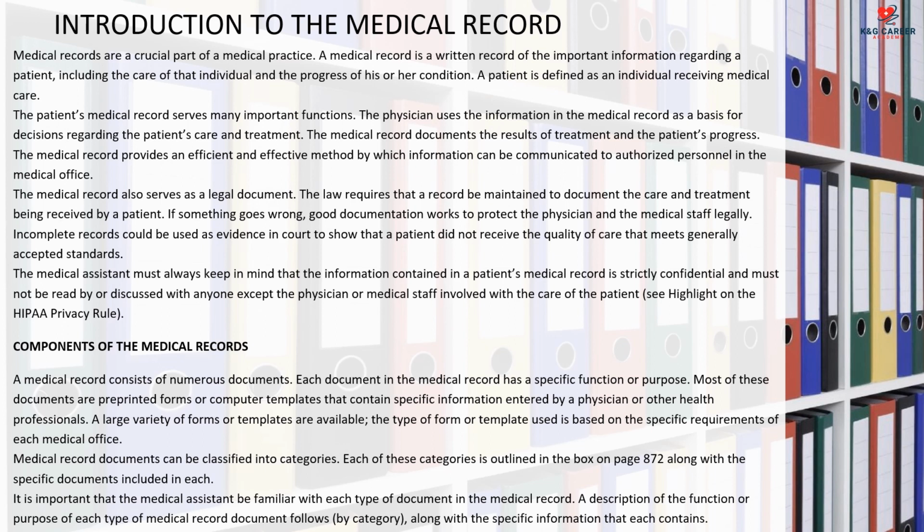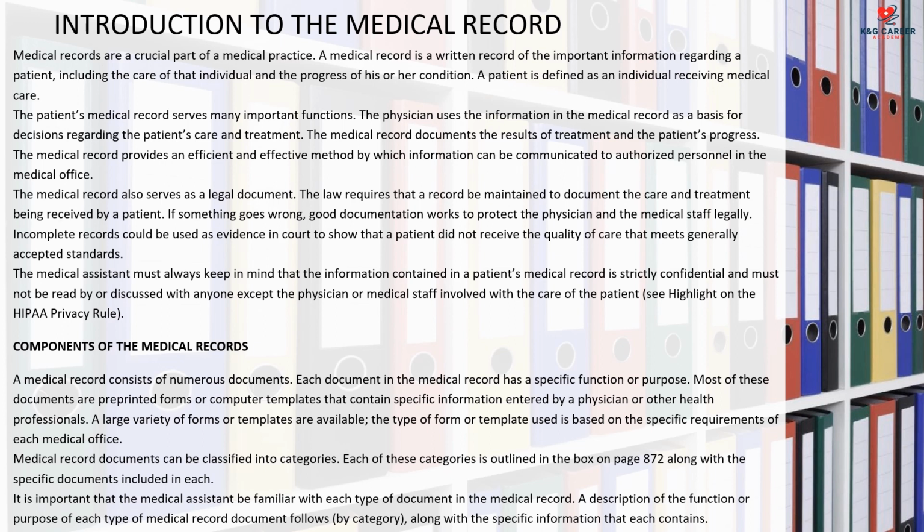Components of the medical records. A medical record consists of numerous documents. Each document in the medical record has a specific function or purpose. Most of these documents are pre-printed forms or computer templates that contain specific information entered by a physician or other health professionals. A large variety of forms or templates are available. The type of form or template used is based on the specific requirements of each medical office.